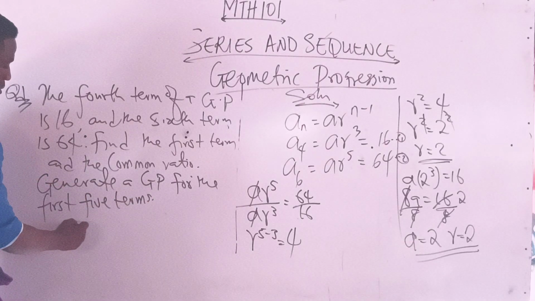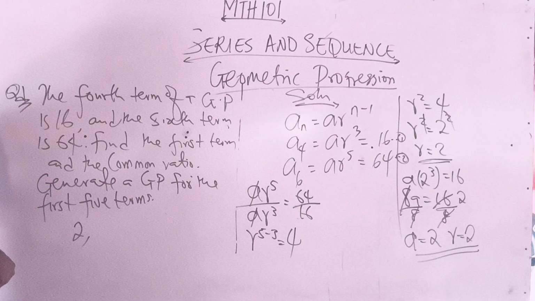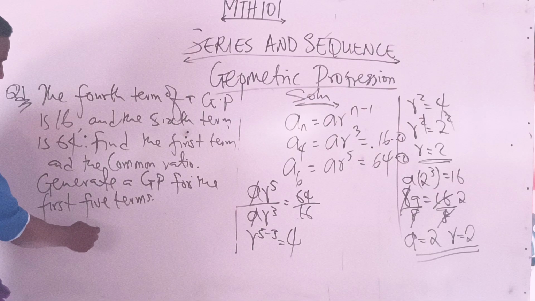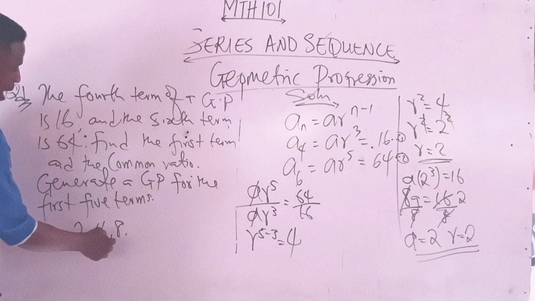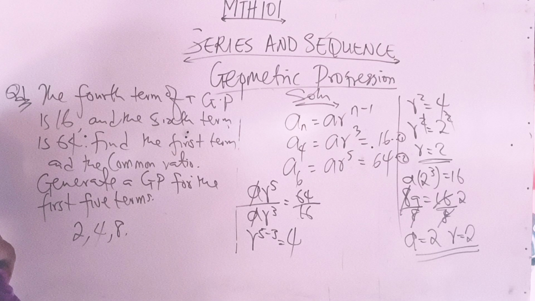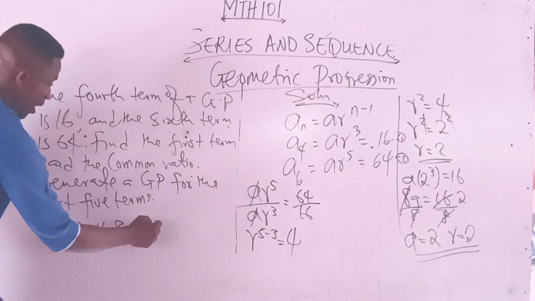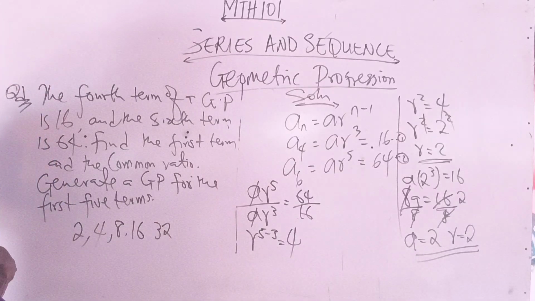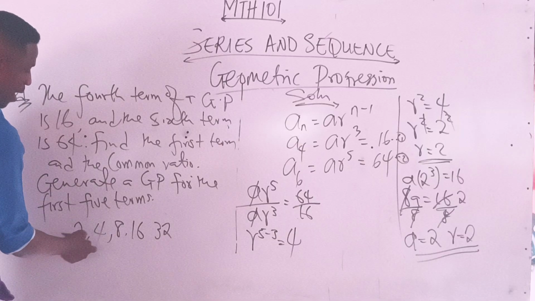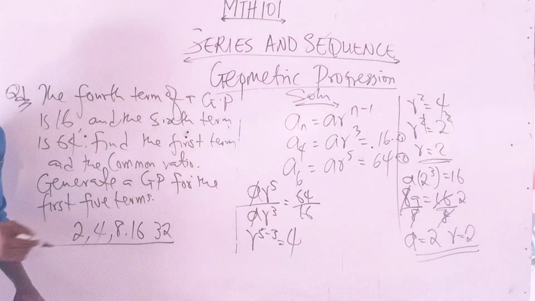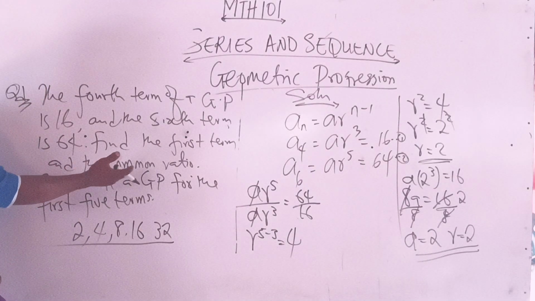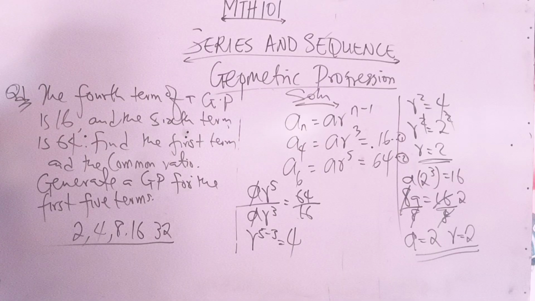First term is what? 2. 2 times 2, 4 times 2, and so on, up to 32. And so on and so forth. 1, 2, 3, 4, 5. That is the answer if they ask you to generate a GP for the first 5 terms.